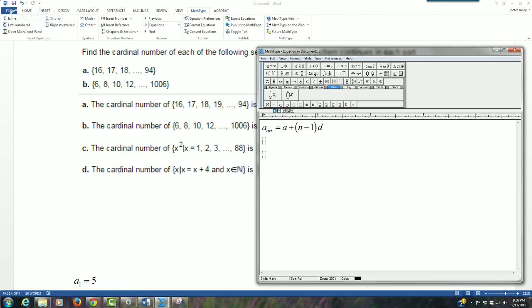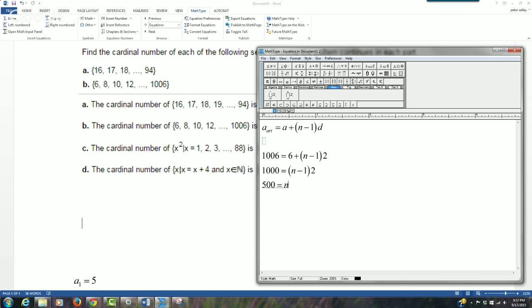Like half this test is just pulling out the arithmetic formula. So if I ended at 1006 and my first number was 6, the common difference would be 2. I'm just solving for n. So subtract off the 6. n minus 1, okay, divide by 2, so you get 500.